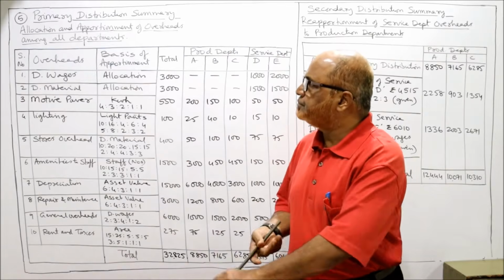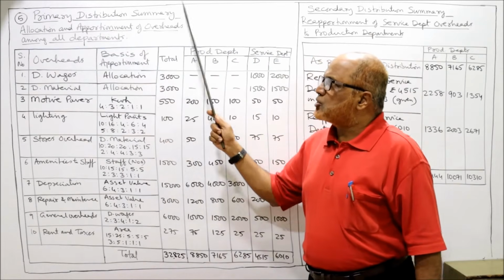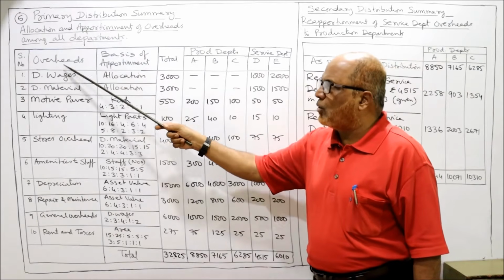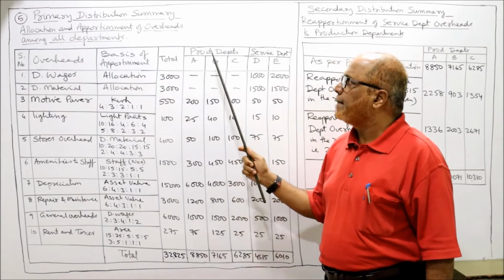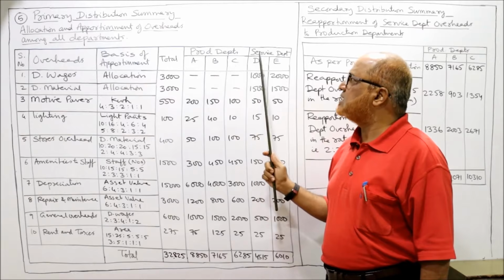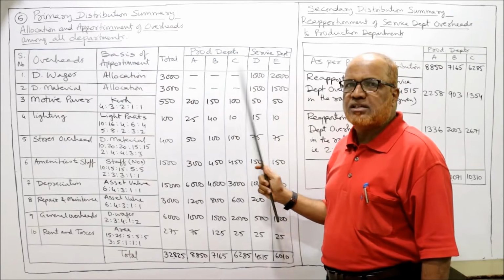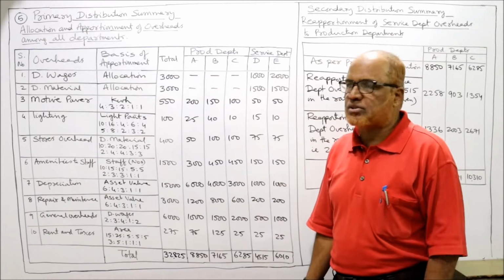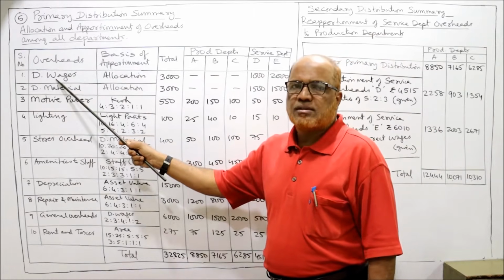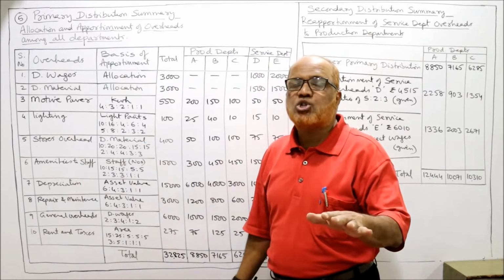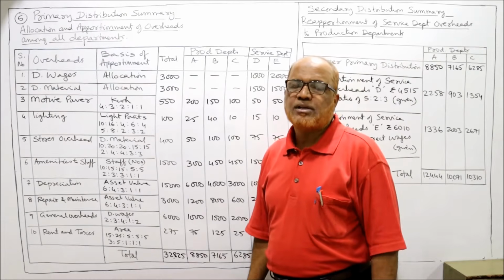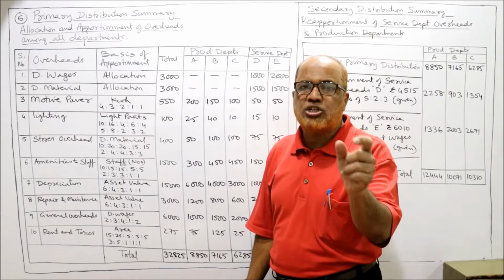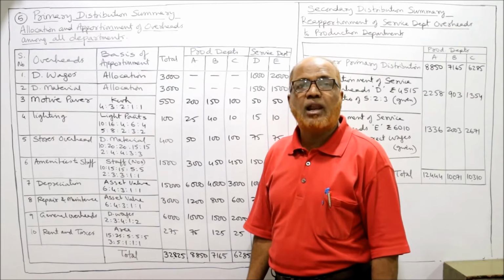Now see here. Primary distribution summary, allocation and apportionment of overheads among all departments. Serial number, overheads, basis of apportionment, total, production departments A, B and C, service departments D and E. This is the format we are already using in the last 4 problems. Now first one, direct wages. Direct wages will not be apportioned but allocated. Specifically given how much are the direct wages and direct material for each department. So we are making allocation.